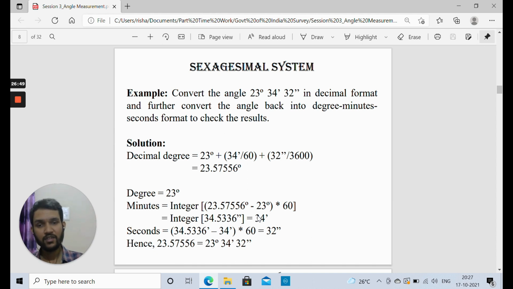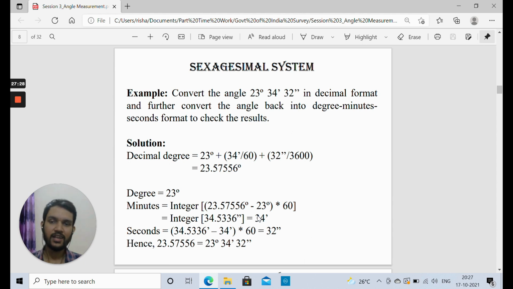Okay, next, finally, the minutes angle which we have got is 34.5336. In that, the decimal value that was existing after the decimal in the minutes angle was 0.5336. When we multiply this value again by 60, we get the angle in seconds also. So 0.5336 when multiplied by 60 gives us 32 seconds, and the final angle, if we write for 23.57556, it will be 23 degree 34 minutes and 32 seconds.